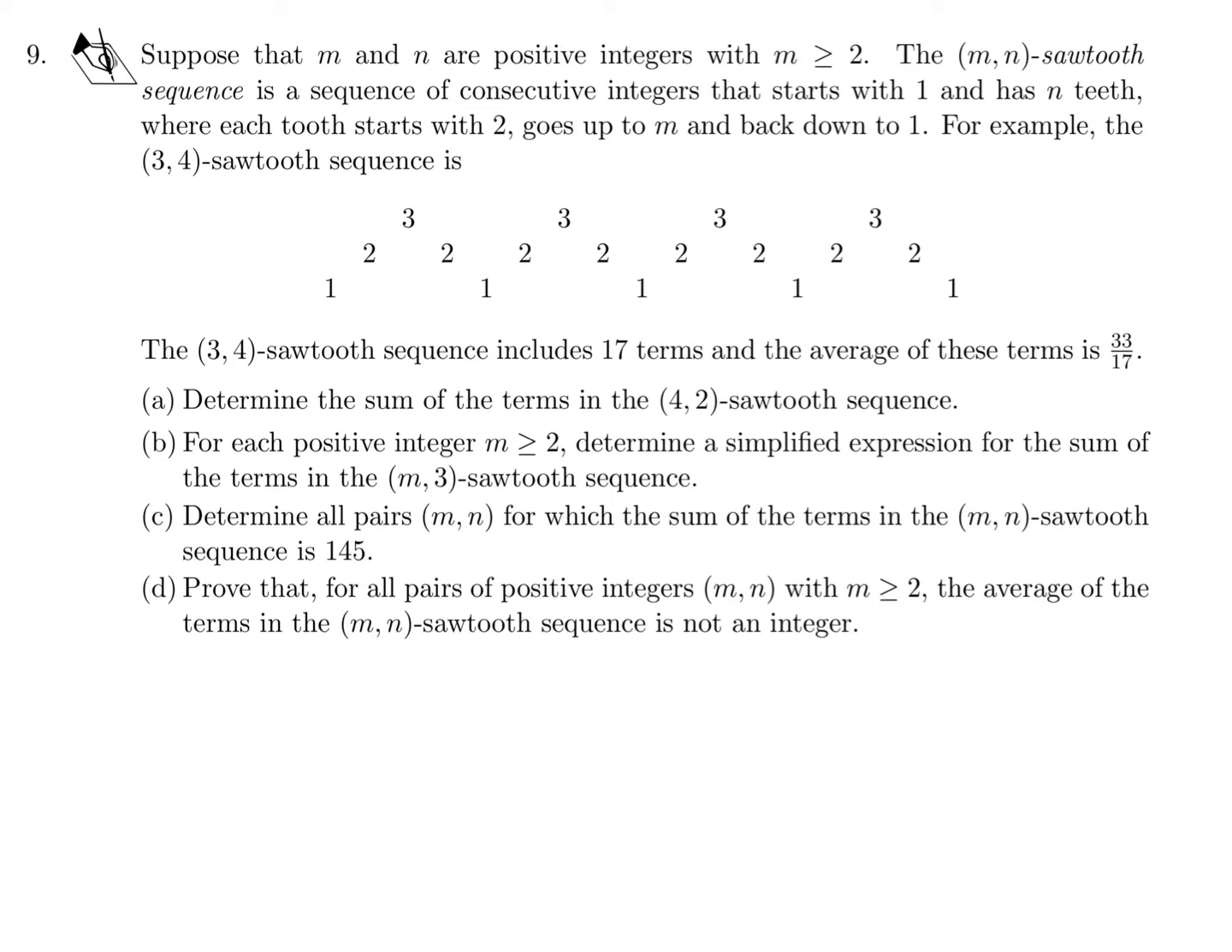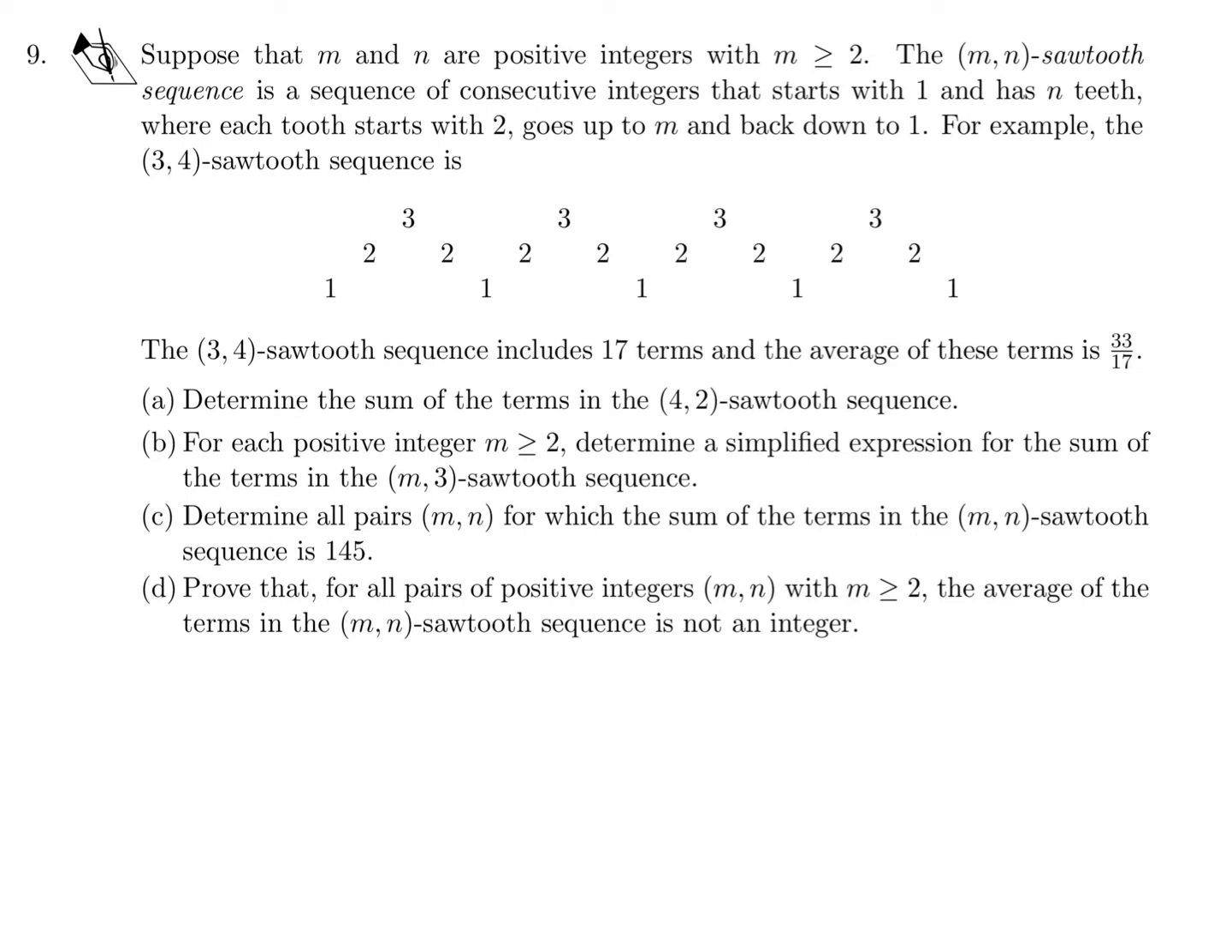Question number 9. Suppose that m and n are positive integers, with m greater than or equal to 2. The mn sawtooth sequence is a sequence of consecutive integers that starts with 1 and has n teeth, where each tooth starts with 2, going up to m, and back down to 1. For example, the 3-4 sawtooth sequence is as follows. The 3-4 sawtooth sequence includes 17 terms, and has an average of 33 over 17 for each of the terms.